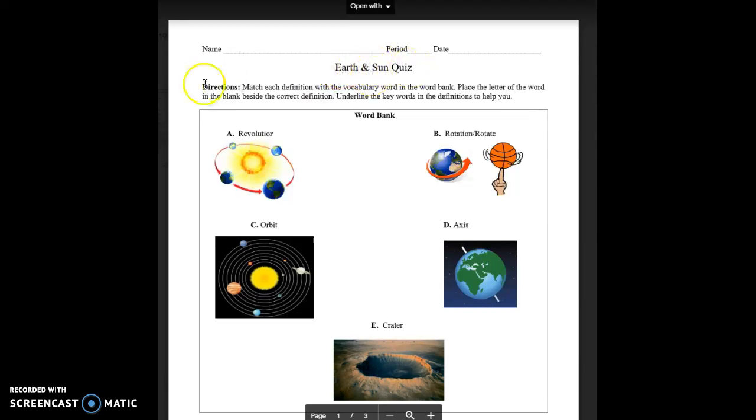Earth and Sun quiz. Directions. Match each definition with the vocabulary word in the word bank. Place the letter of the word in the blank beside the correct definition. Underline the key words in the definitions to help you. A. Revolution. B. Rotation, rotate. C. Orbit. D. Axis. E. Crater.